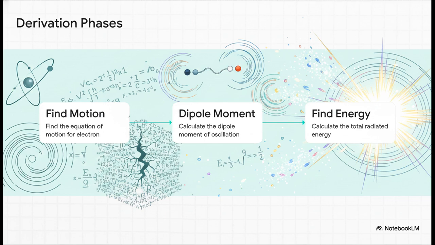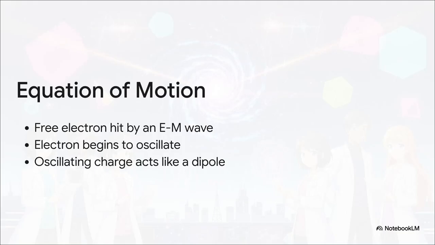Phase 1, establishing the equation of electron motion. Phase 2, finding the dipole moment. And Phase 3, calculating the radiated energy. When you break it down like this, you aren't just memorizing algebra, you know? You're actually telling a physical story about an electron. So let's walk through the first 2 phases of our little story.